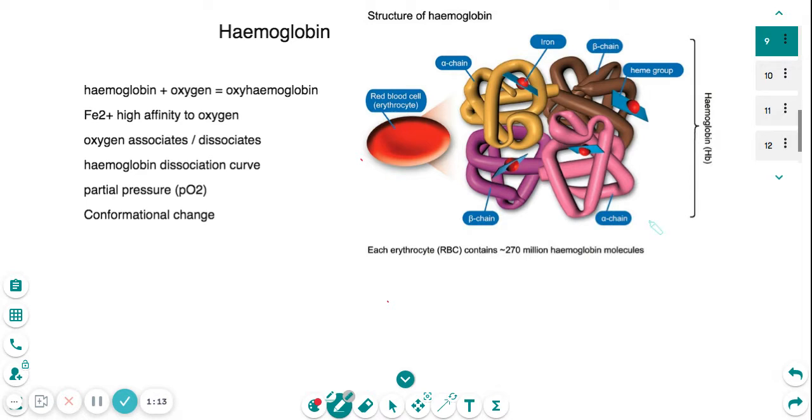There are 4 different polypeptides. There's 2 alpha helix, one there and another, and there's 2 beta pleated, one there and one there. The other part that makes it quaternary is it has prosthetic groups, which are non-protein parts added to it. The prosthetic groups here are the heme groups. There are 4 heme groups, one attached to each polypeptide chain, and these heme groups are made up of iron, Fe2+.